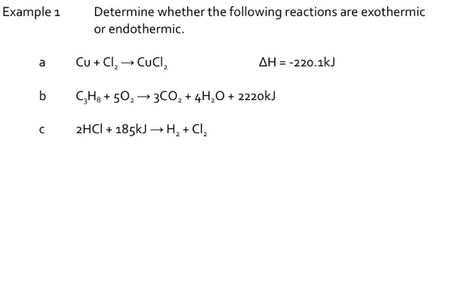In A, we have delta H equals negative 220.1 kilojoules, meaning the amount of heat that is inside these chemicals is less than it was before. We have less heat here. The heat has been released to the surroundings, so this is an exothermic reaction.